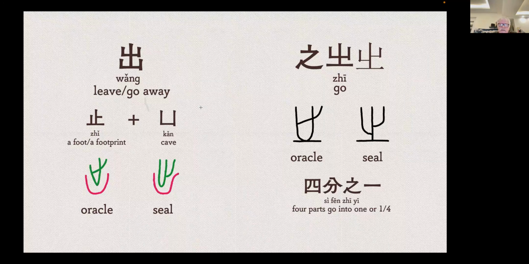We have the word 四分之一. That means four fraction, 之一. You can translate it as four pieces come out one. It means one quarter or one fourth. And this is very useful in Chinese when you want to talk about fractions.